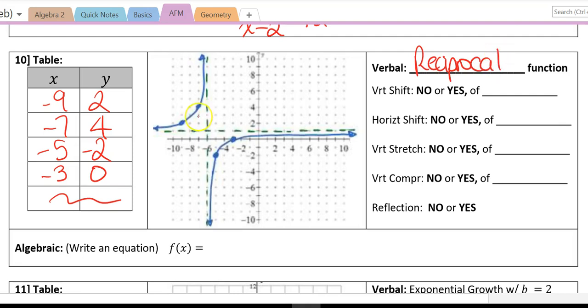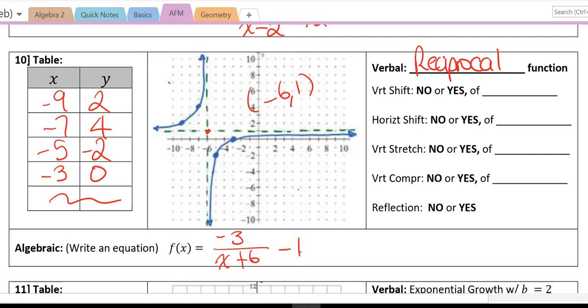And let's look at our A value. We're going to be over 1, 2, 3 and up 1, over 1, up 3. So our A value is 3. Let's check here, 1, 2, 3. It's in these two quadrants here, so it's negative 3 over x. Our HK is negative 6, positive 1, so it's going to be x plus 6, and then subtract 1 on the outside here.